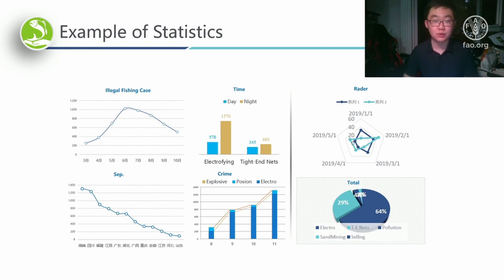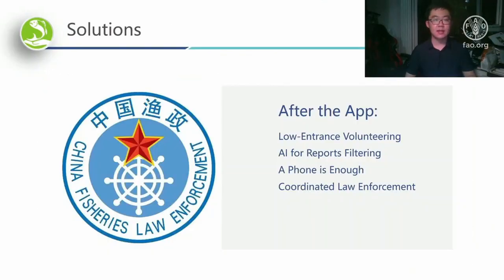And finally, the classification of crime, etc. These are all valuable information for the government to absorb and use in their future decision making. Finally, I'd like to give a conclusion about the solution to the previous problem before the app.